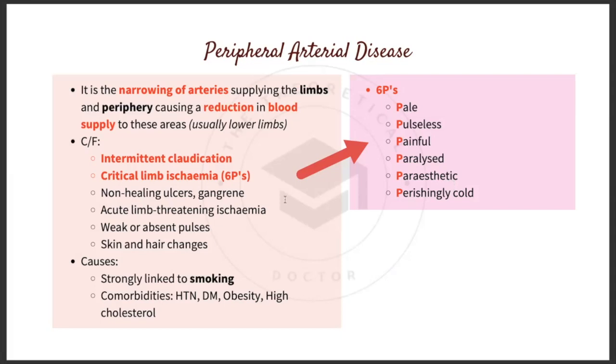So critical limb ischemia is actually the end stage of peripheral arterial disease, whereby the person has been experiencing it for some time, and when there is inadequate or not enough blood supply to the limb to allow it to function normally, even at rest. So even at rest, they will be having pain, or sometimes when you were to check and notice the limb, the 6 P's are present.